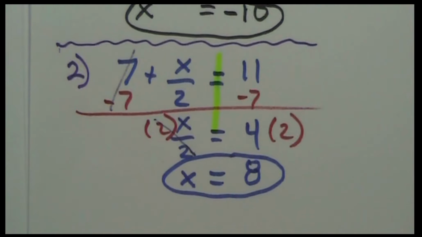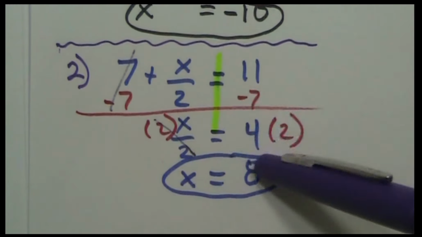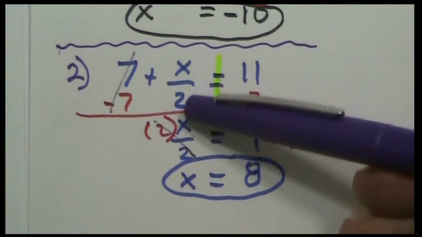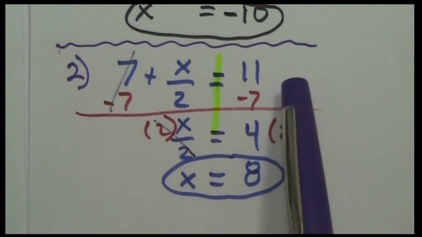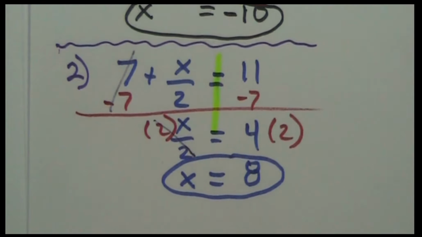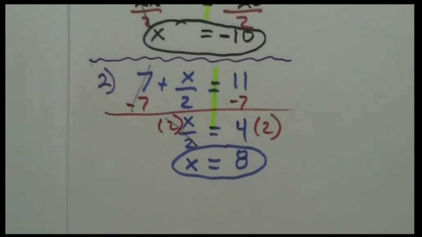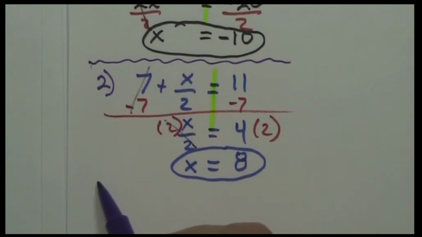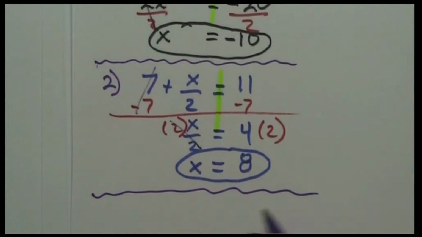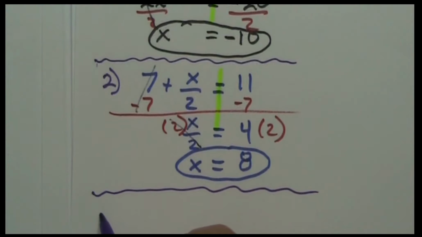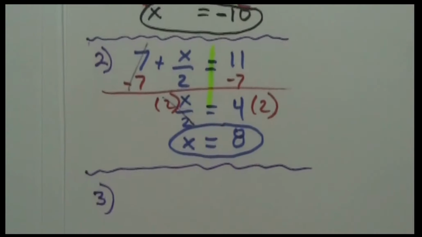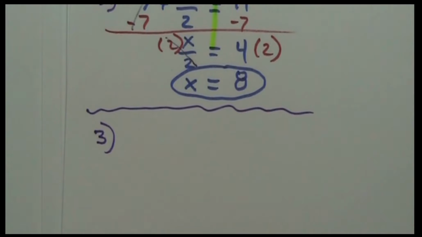And that is it. And if you plug this in there, 8 divided by 2 is 4. 4 plus 7 is 11. It works. Okay, number 3.